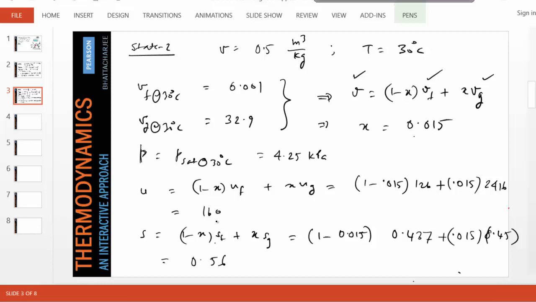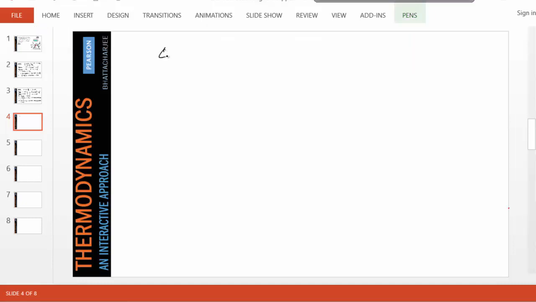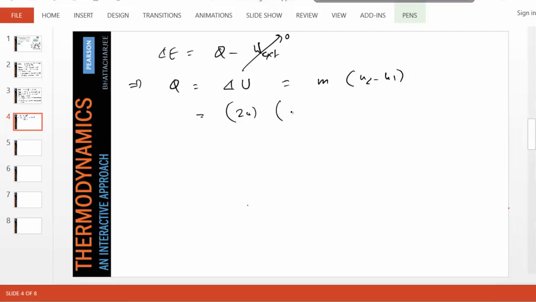Okay, so now that we know entropy and internal energy for both the states, the closed process analysis will tell us delta E equals Q minus W external. Again, it's a constant volume problem. There is no external work. And if we neglect kinetic and potential energy, Q becomes delta U, which is mass times (U2 minus U1). So that's really simple. The mass is already known, and we found U2 to be 160 and U1 to be 1033, and that gives us negative 17460 kilojoule.